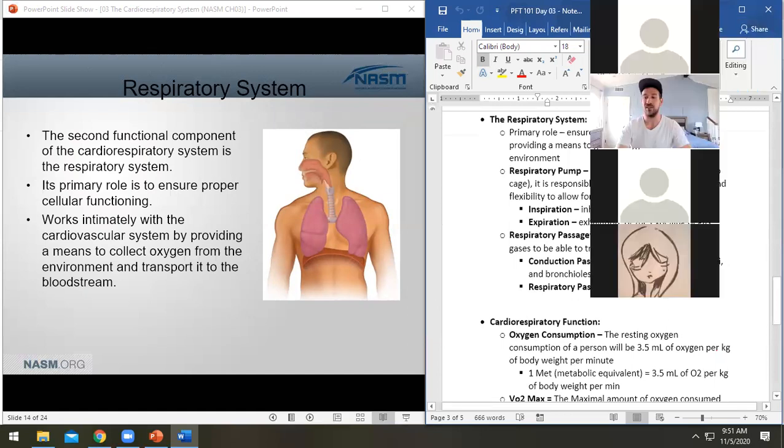You guys feeling good on blood vessels? Do we have any questions, comments, concerns on those? Anybody worried about knowing those?